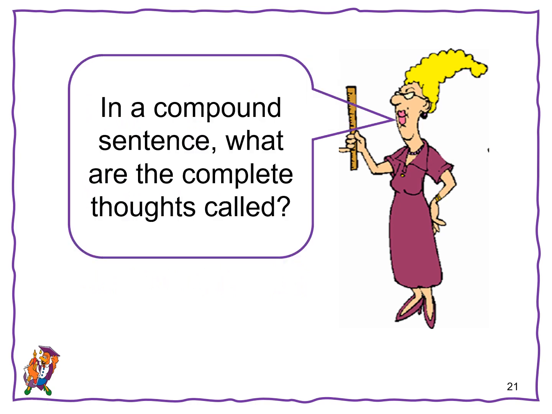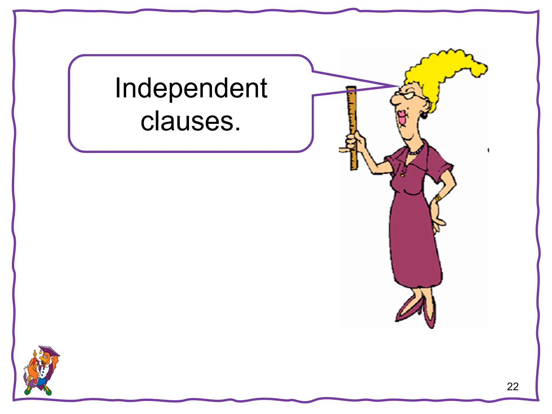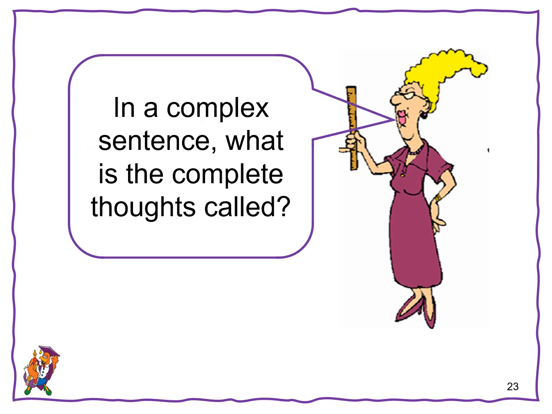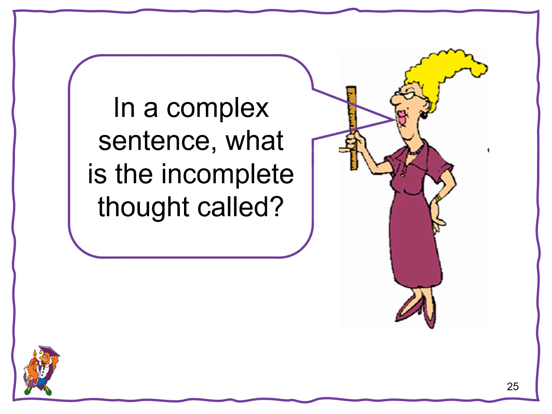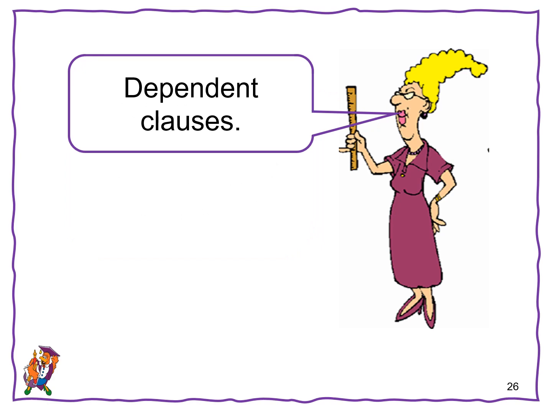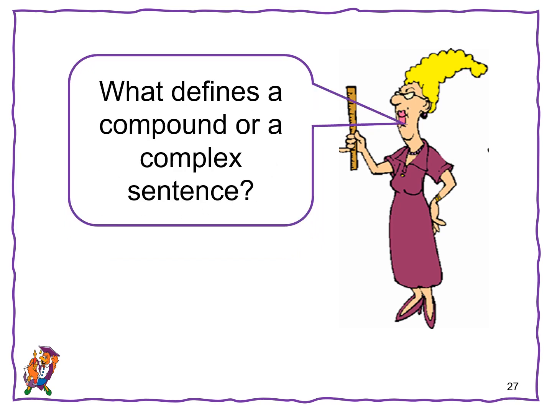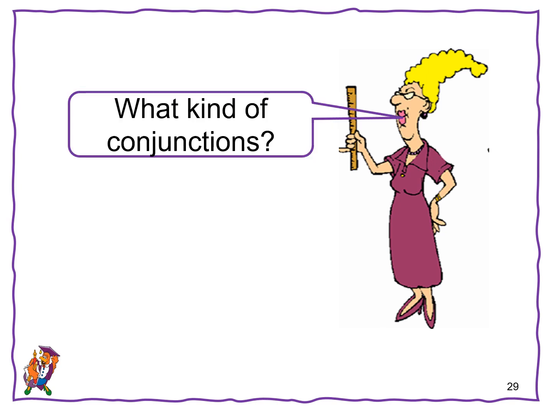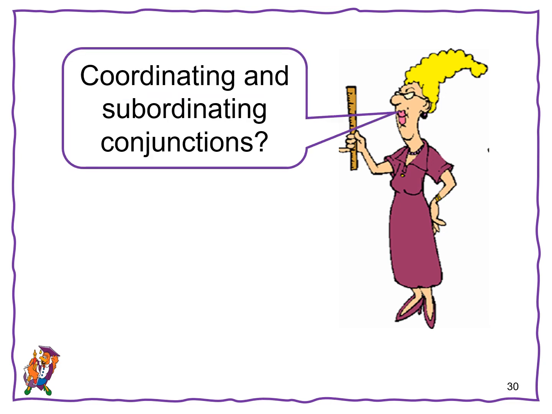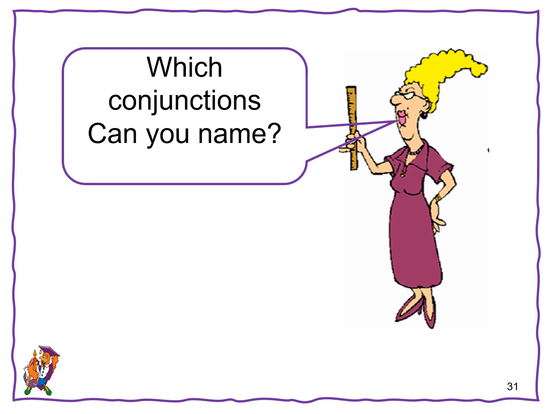First, the quiz. In a compound sentence, what are the complete thoughts called? Independent clauses. In a complex sentence, what is the complete thought called? Independent clause. In a complex sentence, what is the incomplete thought called? A dependent clause. What defines a compound or a complex sentence? The conjunctions. What kinds of conjunctions? Coordinating and subordinating conjunctions.